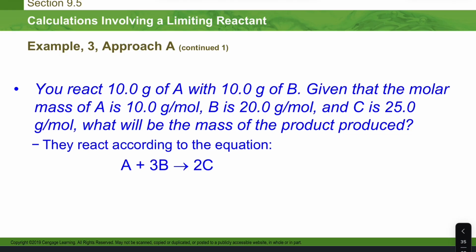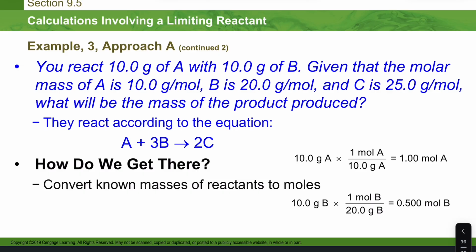So let's pretend that this is the equation that we need. This is what we have: A plus 3B going to 2C. Now we know what the ratio is. We have a 1 to 3 reaction ratio from A to B. But we also have the molar masses. We can figure out what the equation is from these molar masses.